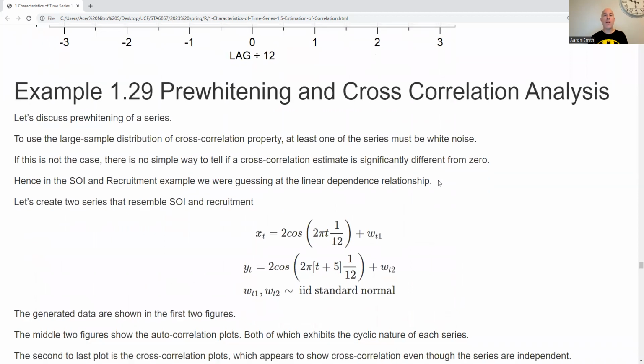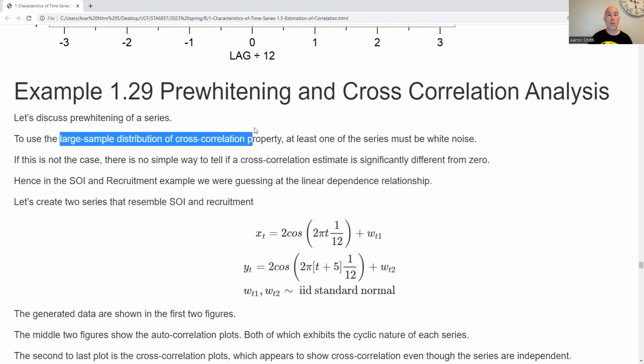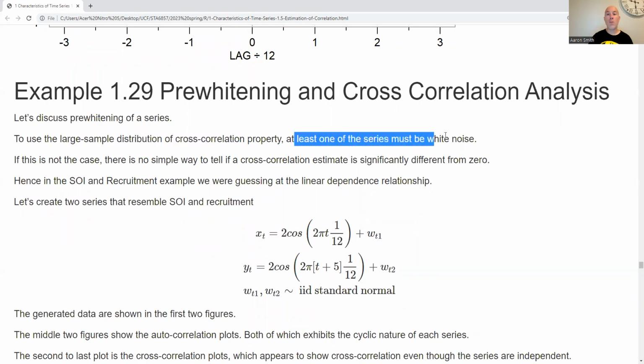All right, so now let's go ahead and talk about the concept of pre-whitening in cross-correlation analysis. Let's talk about the pre-whitened series. To use a large sample distribution of cross-correlation, at least one series must be white noise. In the previous example, we knew it wasn't.